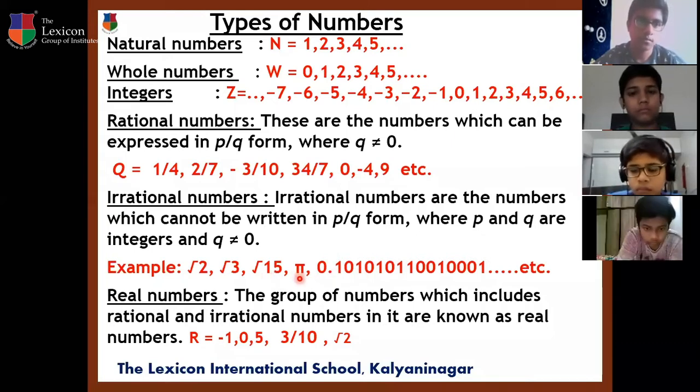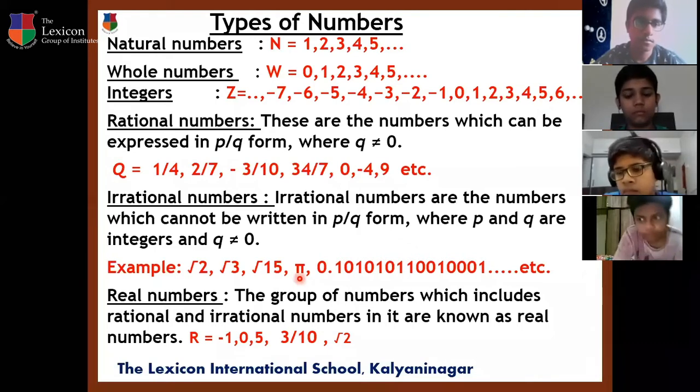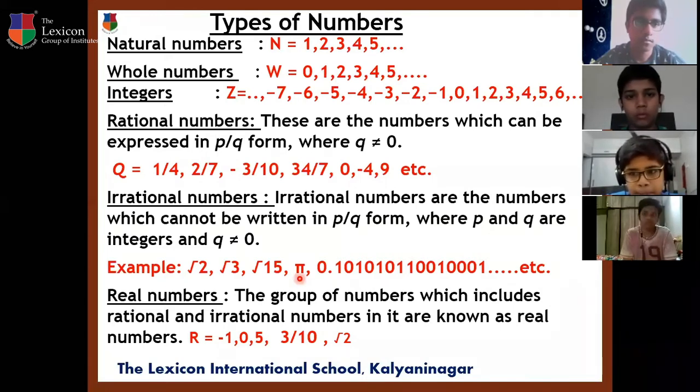Then pi. Pi is also not a rational number, it's an irrational number. Now most of you may think the pi value is 22 upon 7. But that 22 upon 7 is only an approximate value. That is not the exact value of pi. The real value of pi is 3.14 something. That is a decimal expression which will not terminate and will not repeat. That also I will explain, how it is represented in this way.